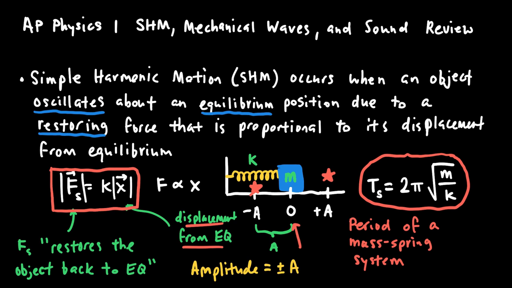The same thing is true of a vertical mass spring system, a mass spring system that's hanging and bobbing up and down. There is an additional force exerted on that mass spring system, but the same period equation applies and the same physics is happening.